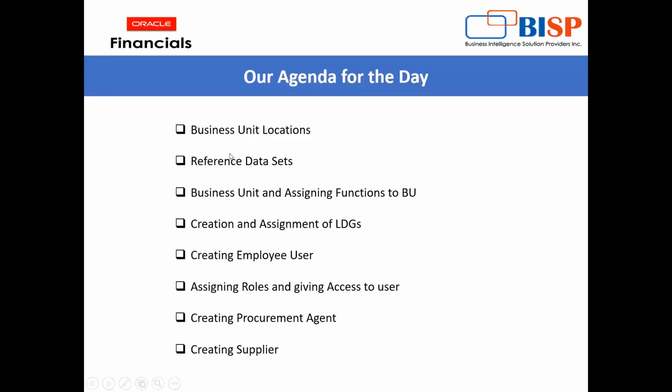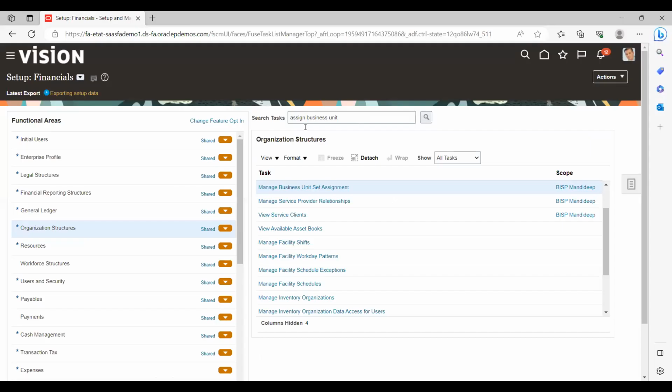So these three tasks we have performed: business unit location, reference data sets, and assigning business functions to business unit. Now the task which is more relevant to HCM: creation and assignment of legislative data groups. Legislative data groups are created in the HCM module and help the creation of employee users. Because we need to create the employee user, this task is mandatory for us. So we'll see how the legislative data groups are created.